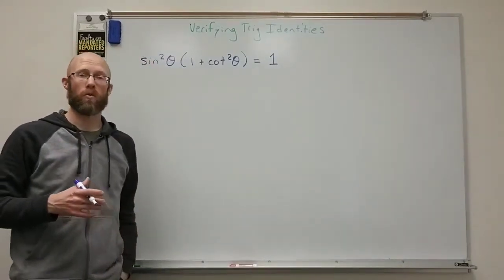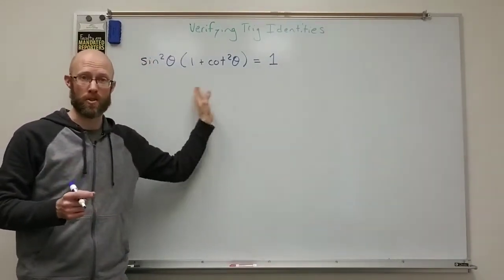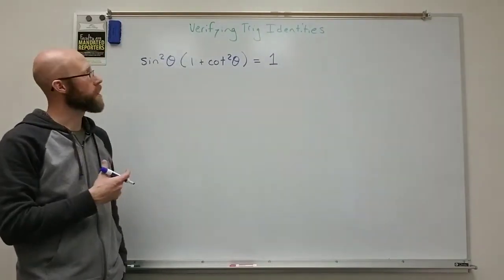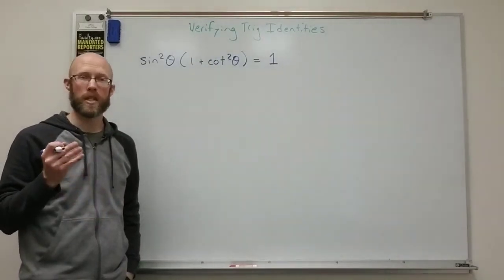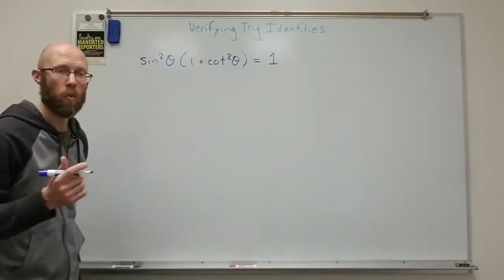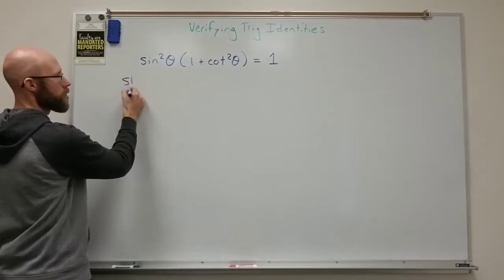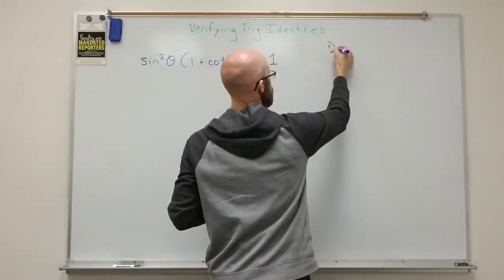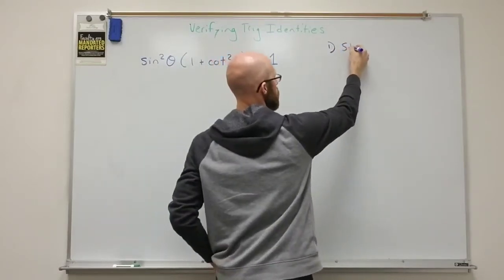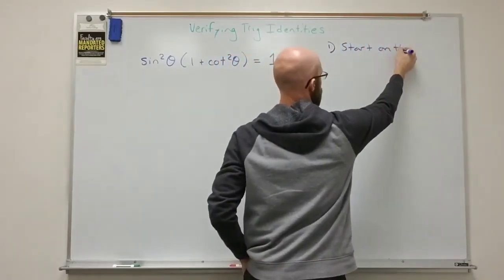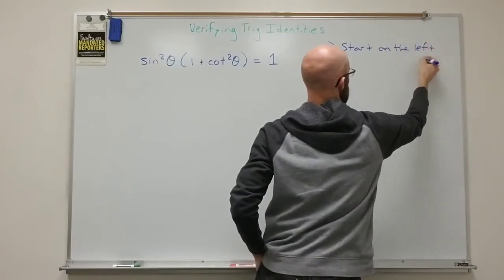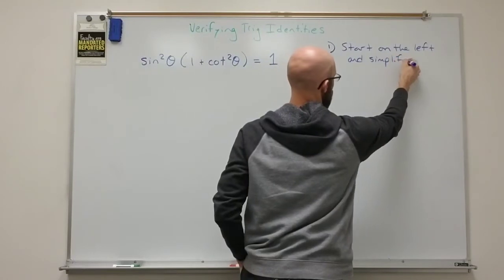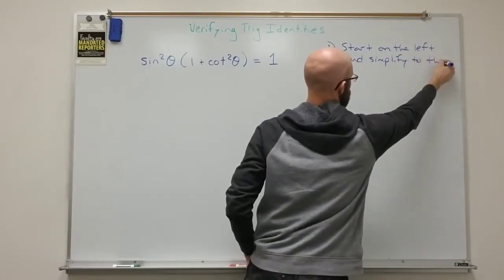And so what we want to do is we never assume this is true. We never just take this to be true. So in order to verify a trig identity, there's 3 different approaches you can take. One is you can start, I'm going to write these up on the other side here. So one is you start on the left and simplify to the right.